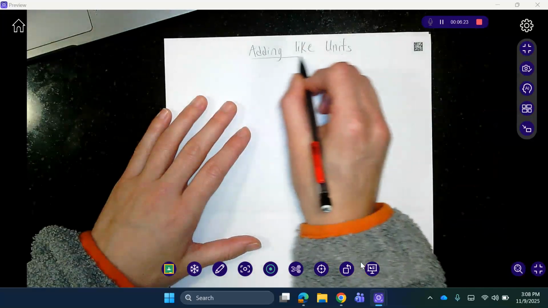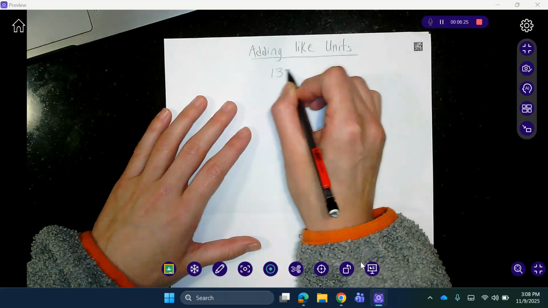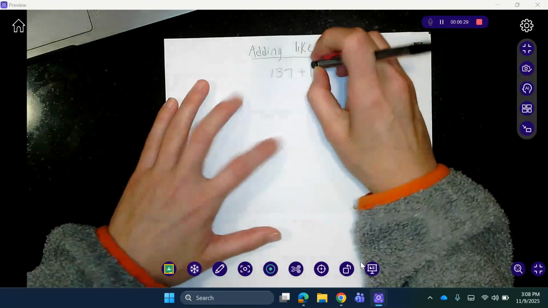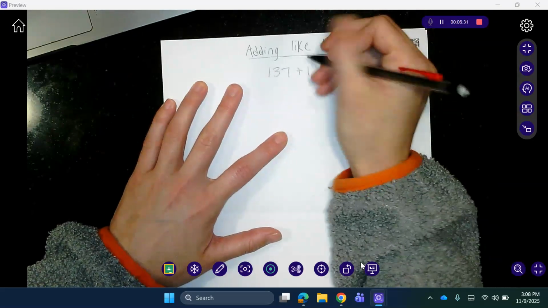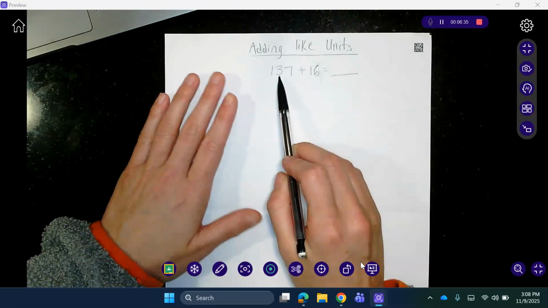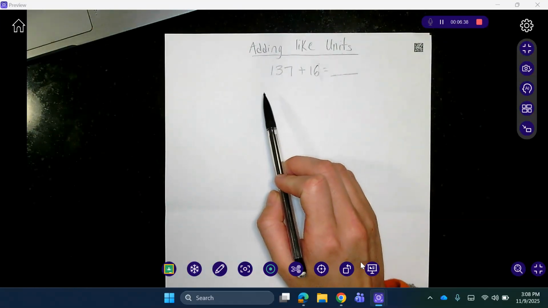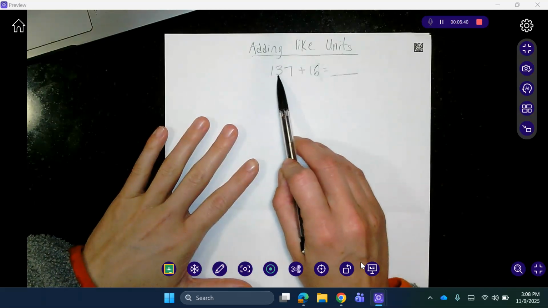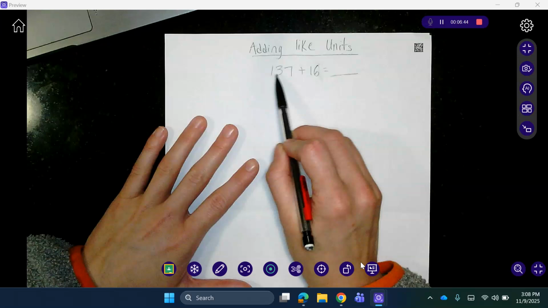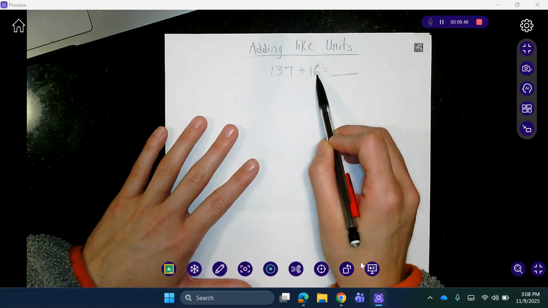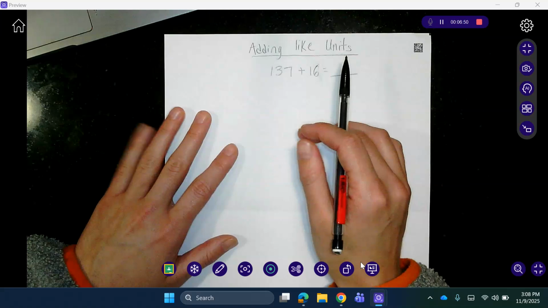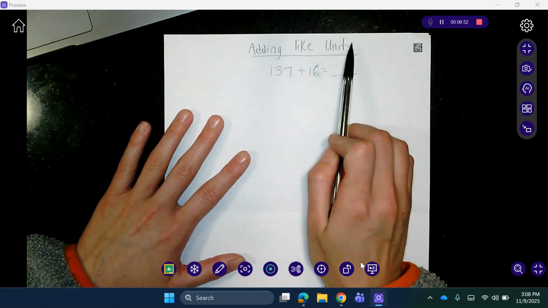We're going to throw in some hundreds. So before we weren't using hundreds. Today we are. Okay. On the count of 3, I want everybody to read me this number sentence. 1, 2, 3. Great job. 137 plus 16 equals blank. This is the problem we are solving today, and the strategy we're going to use is adding like units.